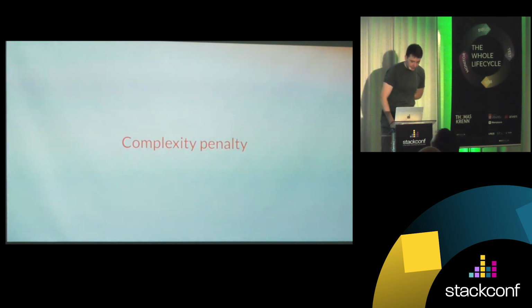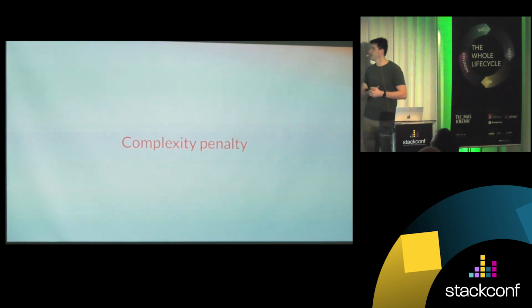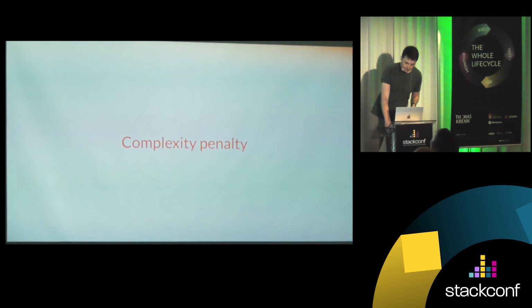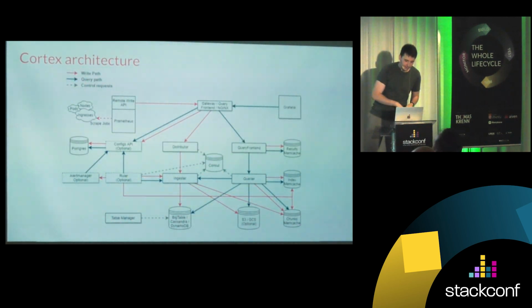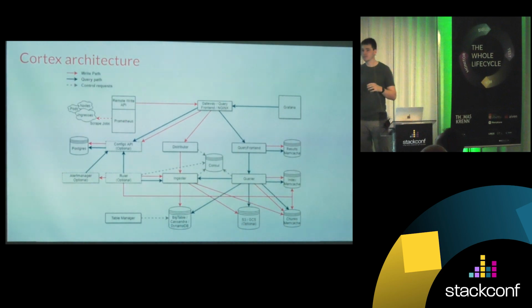Okay, another one, complexity penalty. This is more connected to the mental health and to the everyday working of the engineers. And here you see the Cortex metrics architecture. This is a distributed time series database governed by Grafana Labs some time ago. And that's how complex it is.